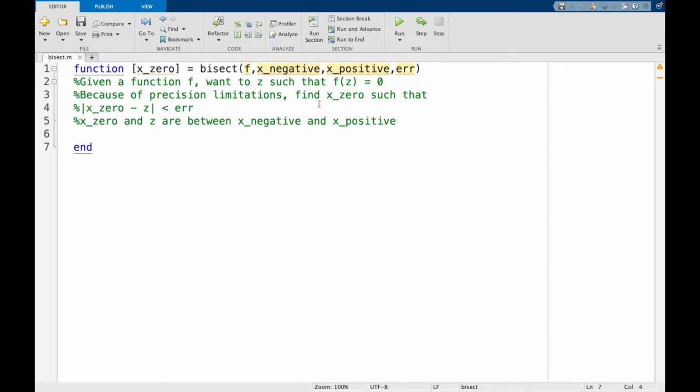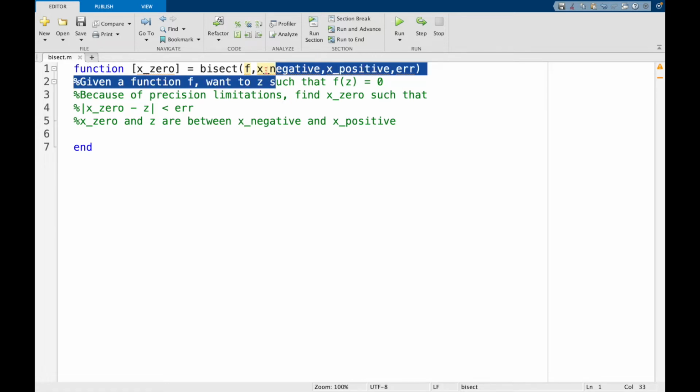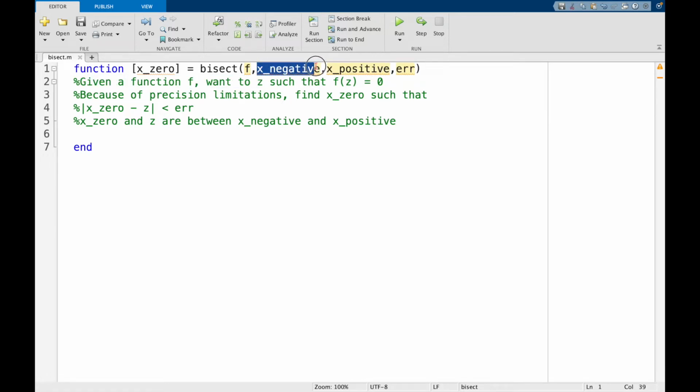So remember, to implement the bisect method, we need to input a function f, so that's what this f is here. We need a point where the function is negative, that's what we're calling x negative. A point where the function is positive, that's what we're calling x positive. And this error term, ERR, is how close we want Matlab to get to an actual zero of the function. So this is our tolerance for how far away the point can be from an actual zero. Now we're going to call the output x0, but it's important to remember that in the majority of situations this is not going to be an exact zero, this is going to be an approximation.